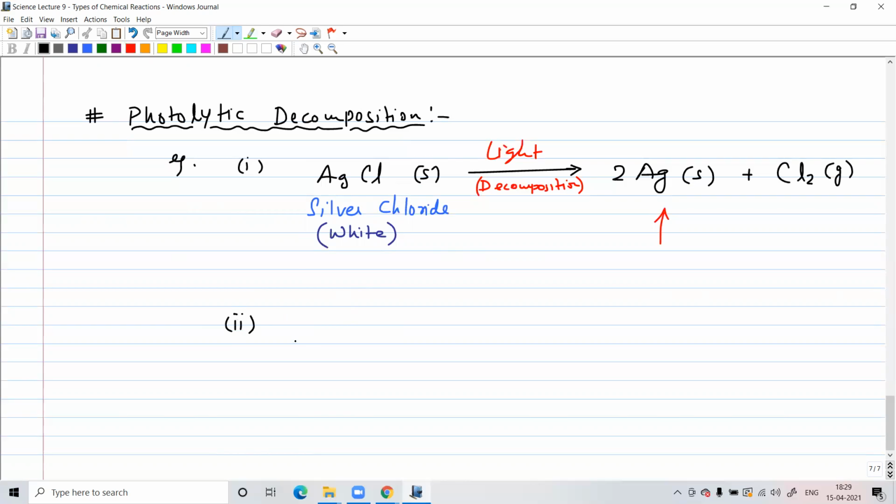Another example, very similar. It will be the same silver, but instead of chloride, we have a bromide. Chlorine and bromine belong to the same family. We will see that. Chlorine, bromine, iodine, they belong to the same family. So their reactions will be exactly similar. Whatever reaction happened with chlorine and silver, the same thing will happen with bromine and silver.